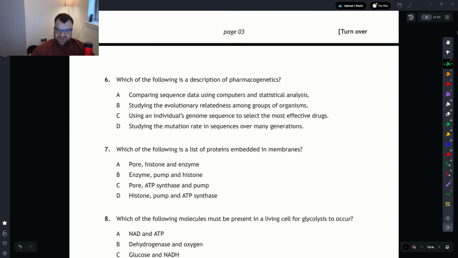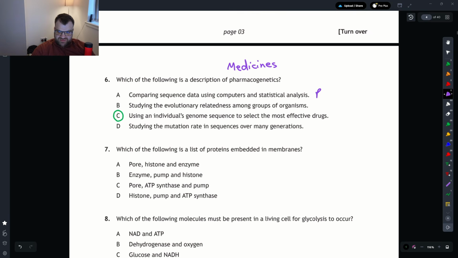On to C, pharmacogenetics is to do with medicines. The pharmacy is where you can go to pick up medicines. If you call it the chemist, then that makes it a bit more difficult to make that connection. Is there anything that says anything about medicines? Drugs, medicines, using an individual's genome sequence to select the most effective drugs. That looks good. Which looks good to me.